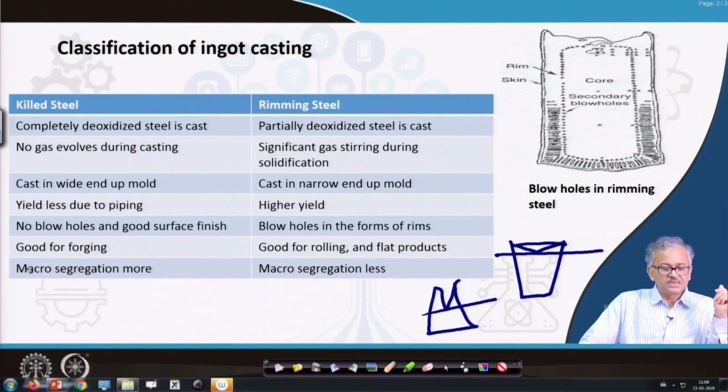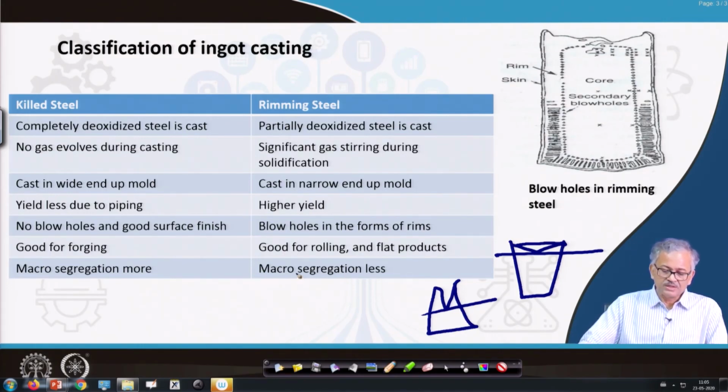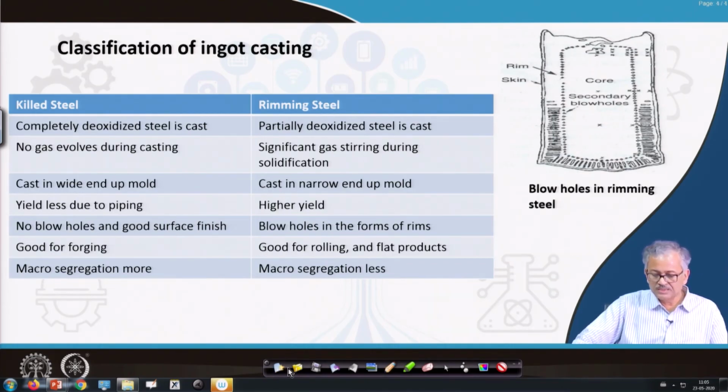And the macro segregation problem: in killed steel, macro segregation is a problem, and macro segregation is less in rimming steel. So rimming steel avoids that defect. Macro segregation is less in one, and more in the other. I will show you how the killed steel looks.